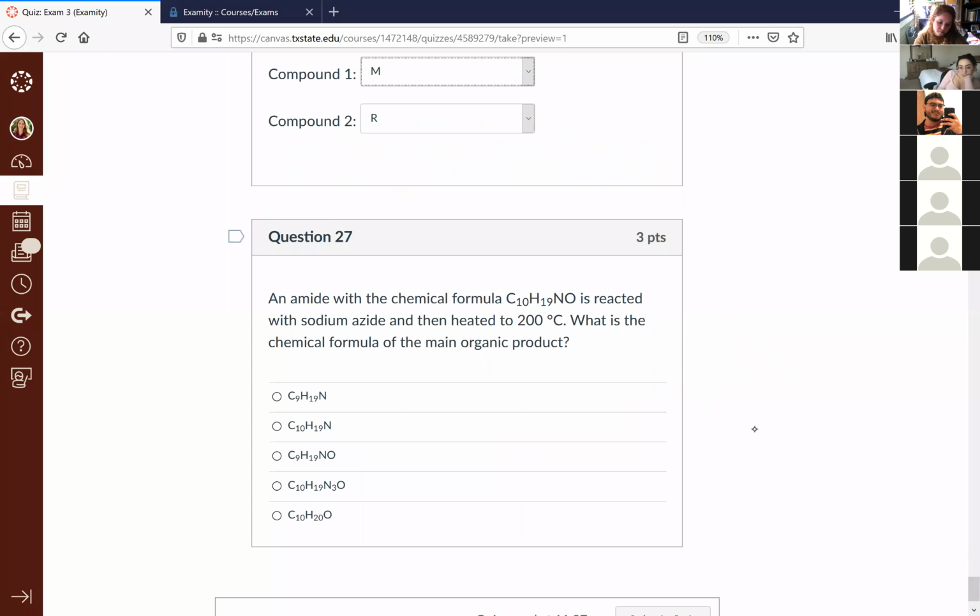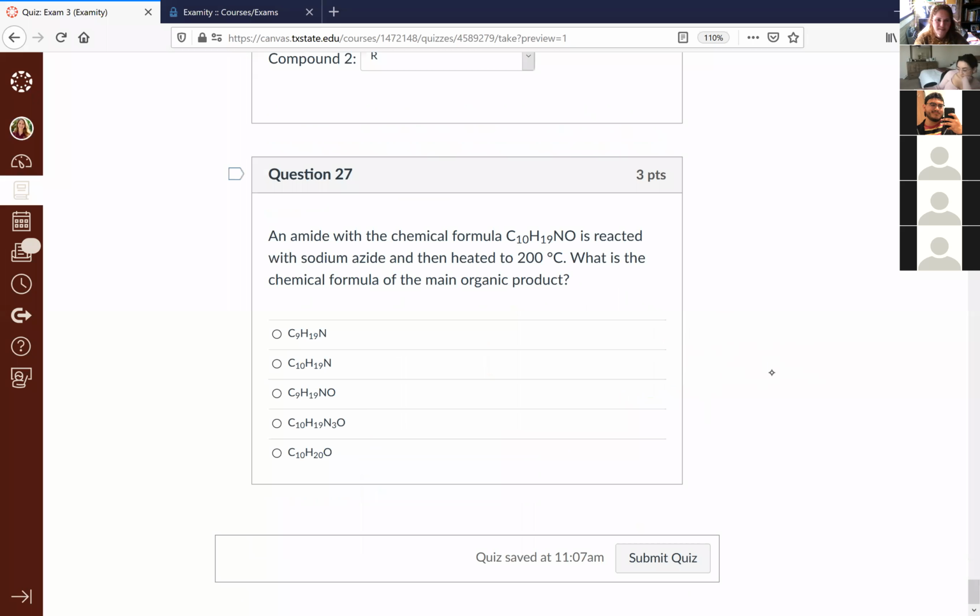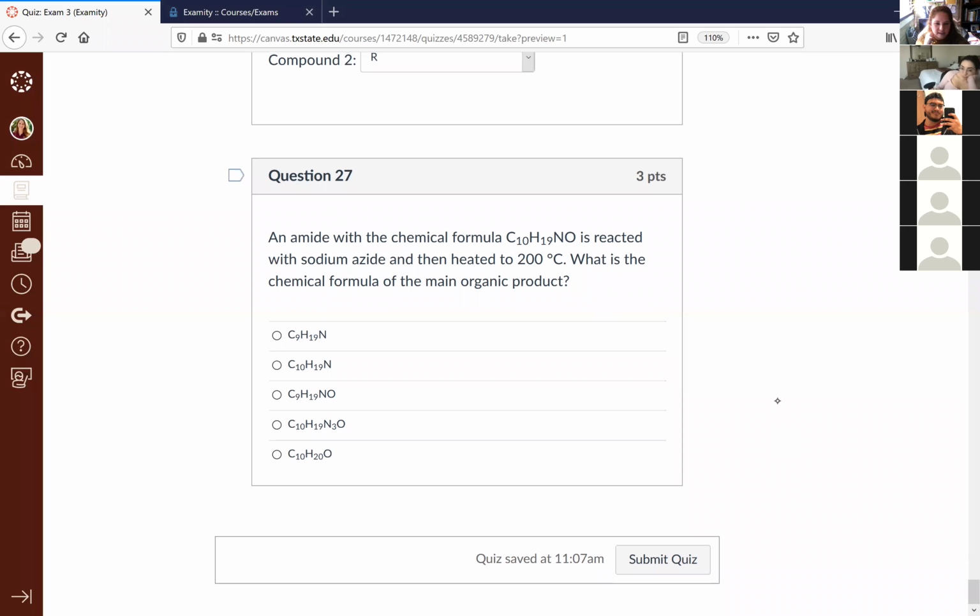Okay. Question 27: an amide with the chemical formula C10H19NO is reacted with sodium azide and then heated to 200 degrees. What is the chemical formula of the main organic product? What are we doing? What is the reaction? Eliminating the NO group? Or just the oxygen in it?